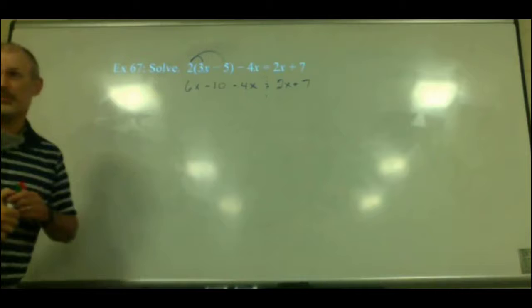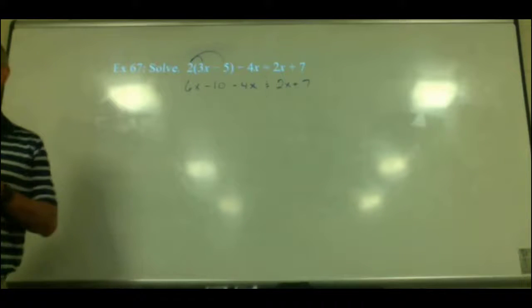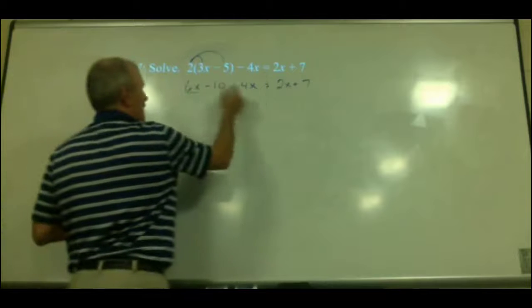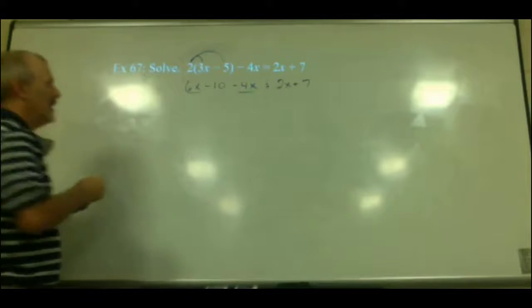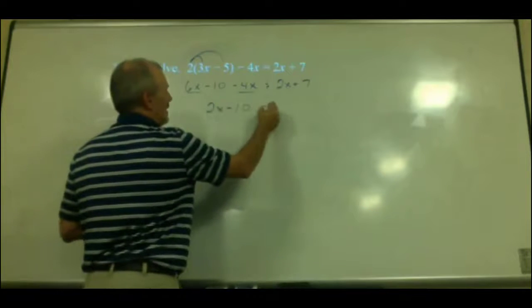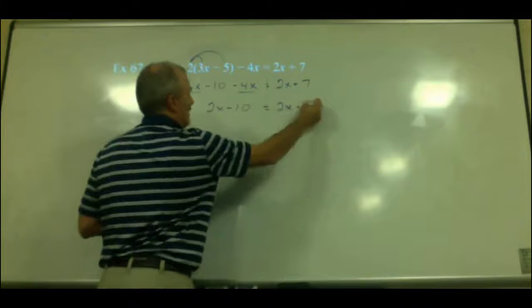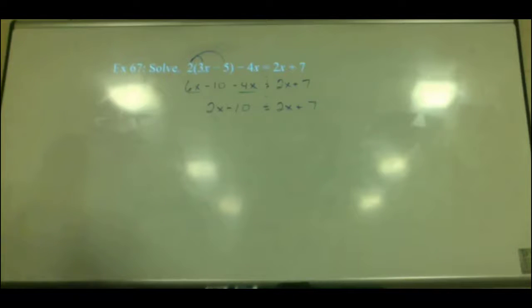Is there any more simplifying we can do? Yes. Combine them. Yep. So like terms, what do we get when we put those together? 2x. So 2x minus 10 equals 2x plus 7. Now here's where you're going to hopefully see this is weird, because what did we say we should do at this point? Cancel out the smaller one. What's the problem? They're the same.